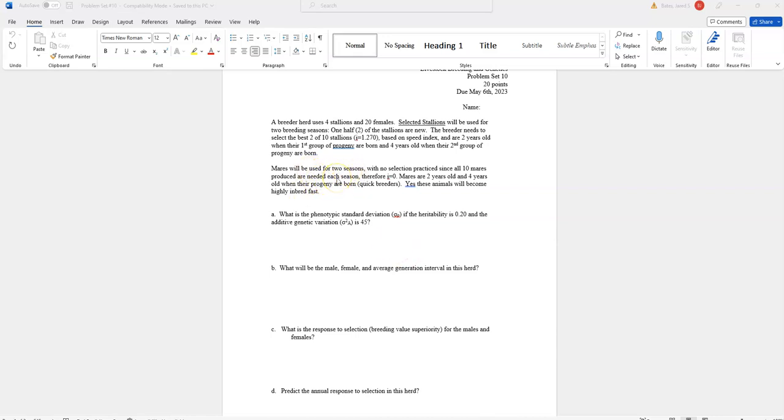Mares are going to be used for 2 seasons, no selection. So all 10 mares that are produced are needed each season, therefore intensity will be 0. Mares are 2 years old and 4 years old when their progeny are born, and they are going to become highly inbred fast, but we're not going to worry about that for this example.